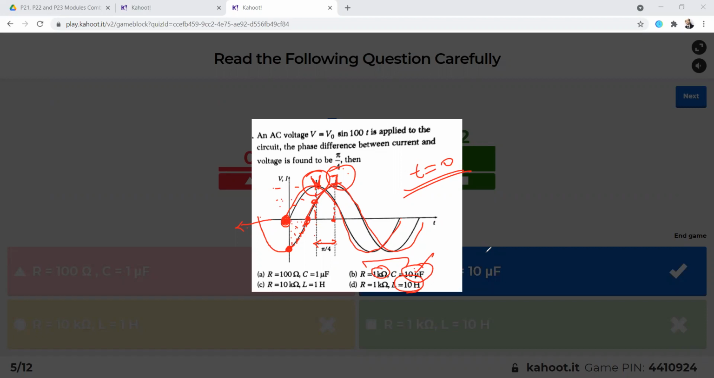But we have to know which one is leading. If voltage is leading, then the option will be of the inductance one. And if current is leading, the option will be of the capacitance one. And we are not able to identify which one is leading here. Sir, I thought V is leading because at t equal to 0 it is having a greater value. Even I have done the same thing.